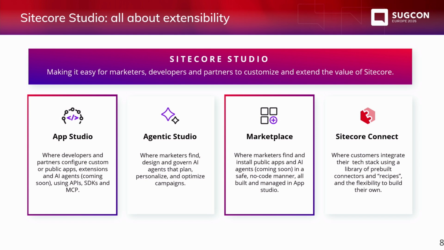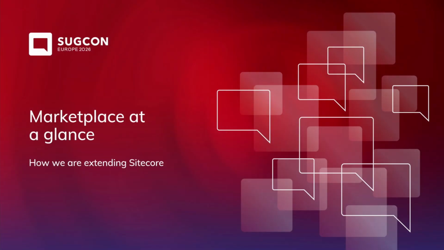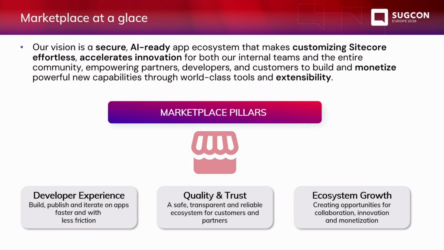Agentic Studio is the newest. I'm pretty sure it's the newest one of those studios. It's all about AI and marketer-driven experiences. Like you have all these predefined agents, SEO agents, optimization, content creation, translation agents for the marketers. All great, all helpful, but today we focus on the Marketplace and App Studio. And Sitecore Connect, our beloved Workato white label solution to integrate whatever you want with Sitecore. All great, but again, we are talking about Marketplace.